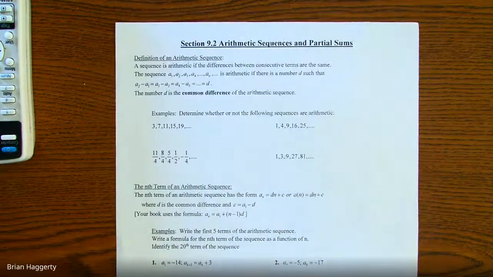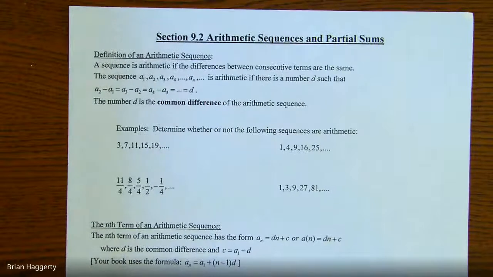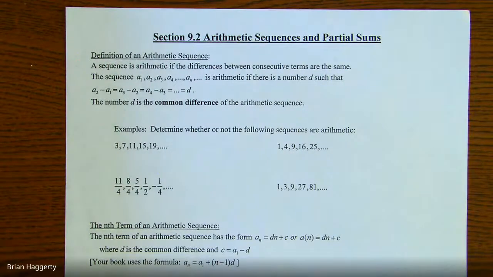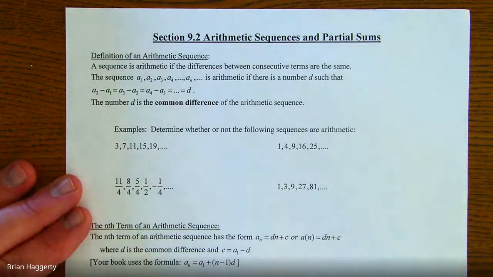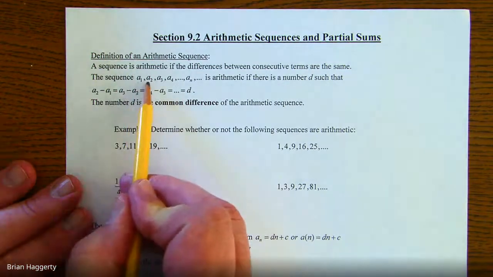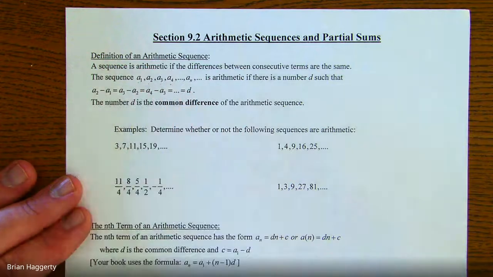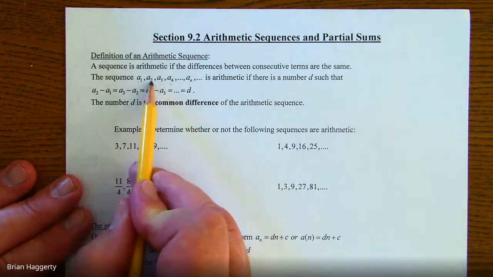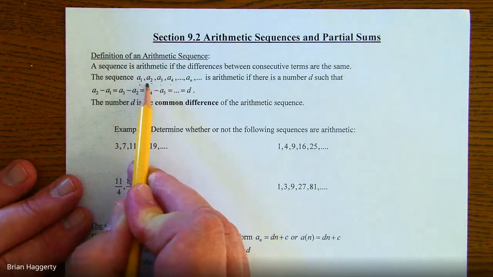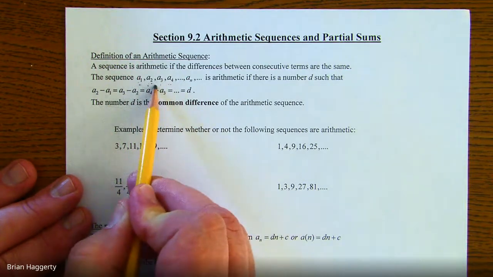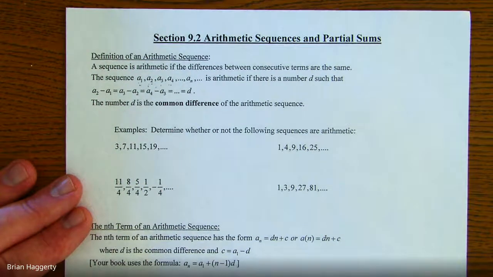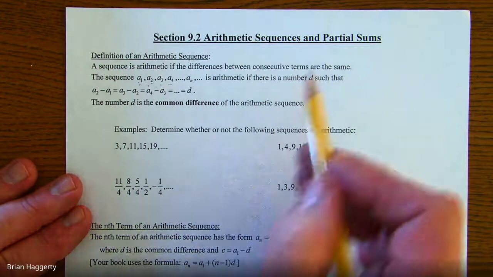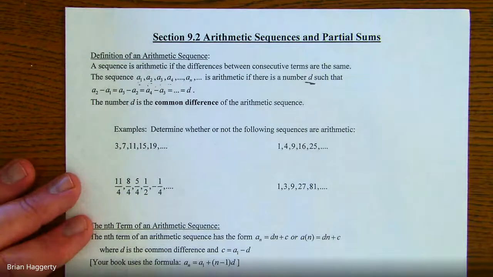a special type of sequence known as an arithmetic sequence. The definition that your book uses: a sequence is arithmetic if the differences between consecutive terms are the same. So a sub 1, a sub 2, a sub 3, a sub 4, just a generic way of identifying a sequence. If you take the second term minus the first term, or the third term minus the second term, or the fourth term minus the third term, no matter what two successive terms you pick, if the difference between them is the same, then it's going to be an arithmetic sequence. That common difference is pretty universally identified as the d.